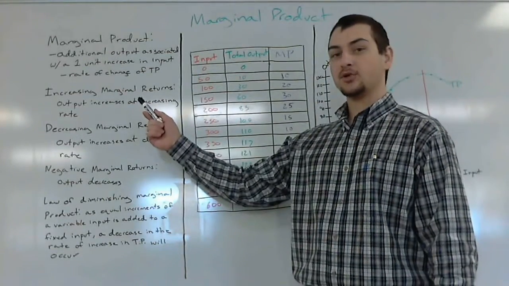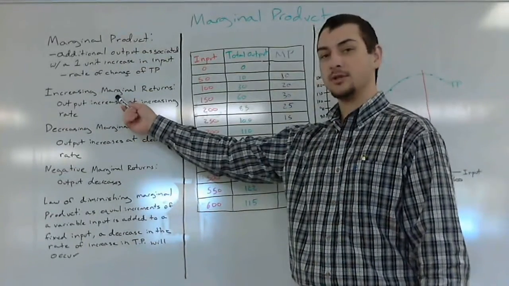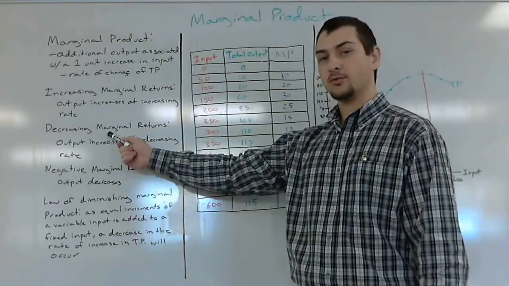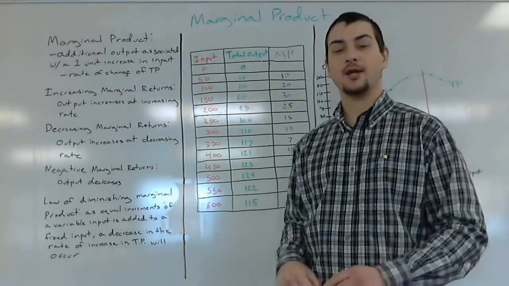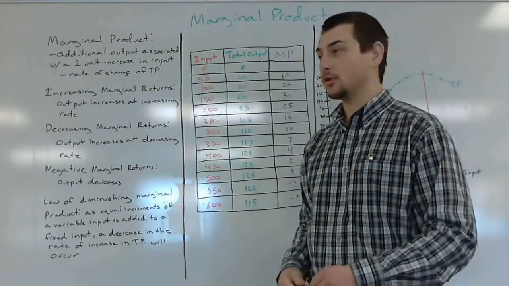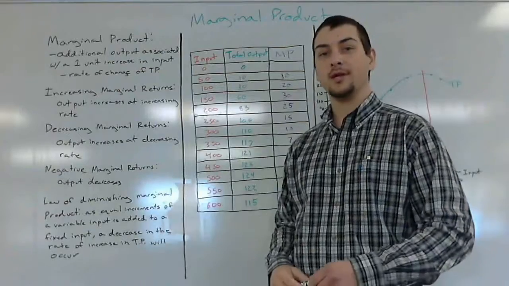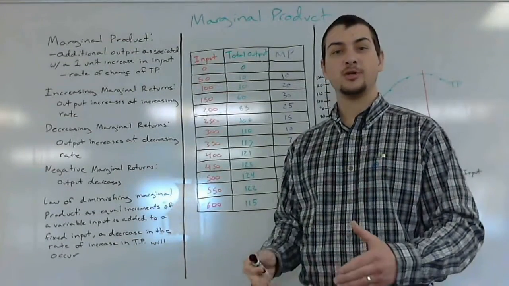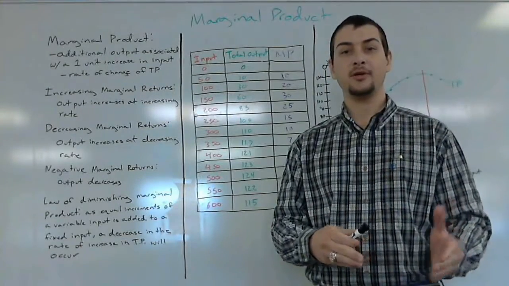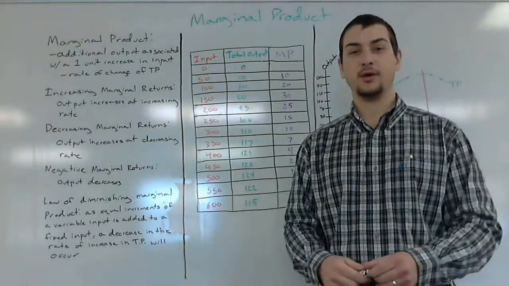Whenever we get into marginal product, we have 3 different areas. We have the increasing marginal returns, the decreasing marginal returns, and then the negative marginal returns. And they actually go through in that order. So the increasing marginal returns is when output increases at an increasing rate. That's whenever our marginal product is increasing. As we add more units of input, the actual output increases at an increasing rate.